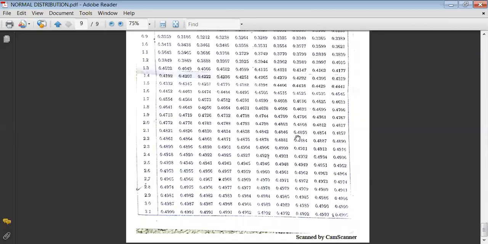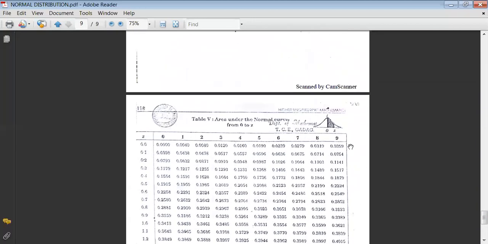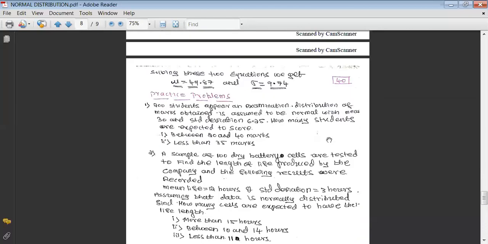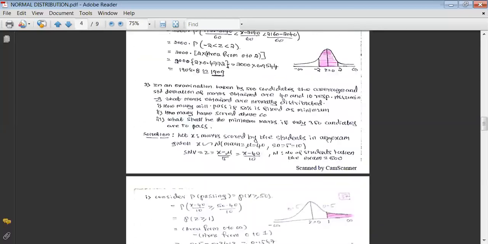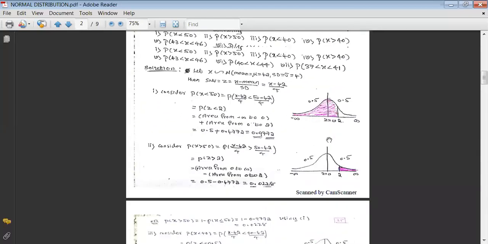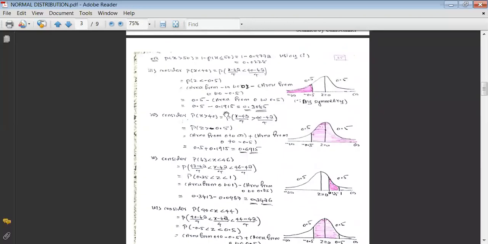Again, let us come to the normal table. Please note that this table gives the area from 0 to something. Now I want it for 0.5. I think 0.5 is here. Therefore, the corresponding value is 0.1915. So if you use the value 0.1915 here, let us see what we get. Therefore, 0.5 minus 0.1915, its value is going to be 0.3085. That will be the third one.